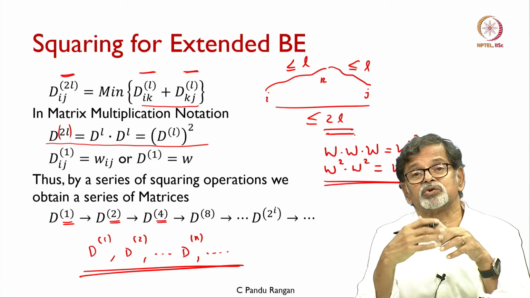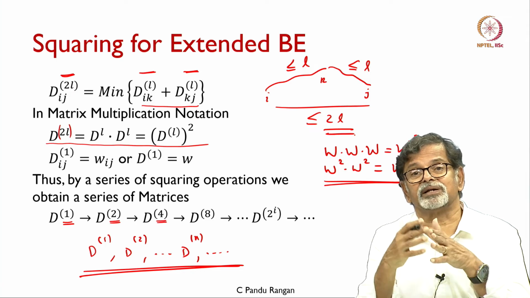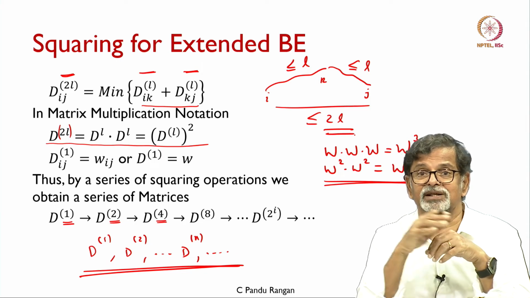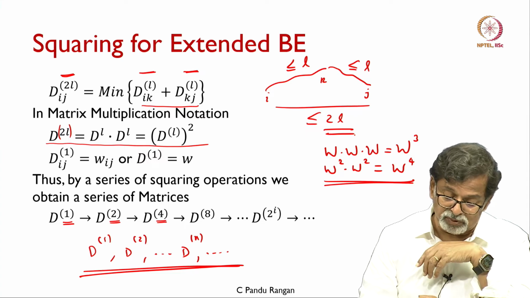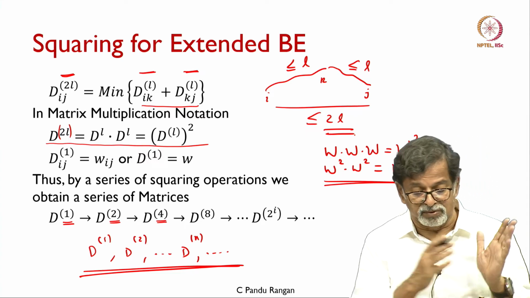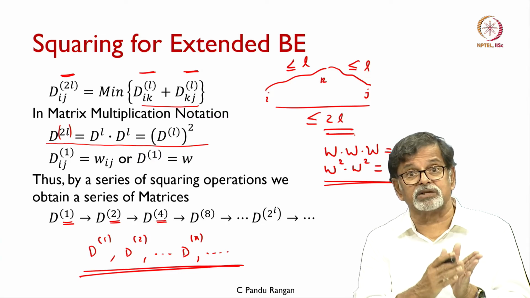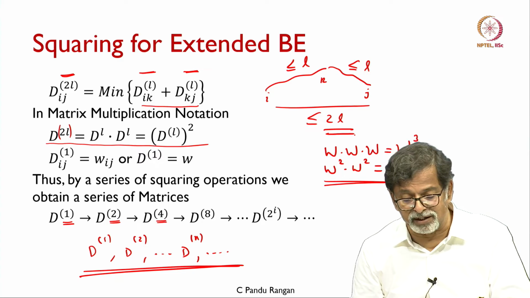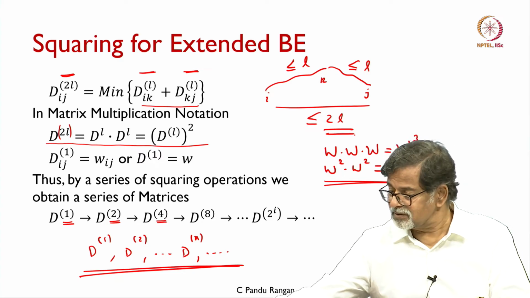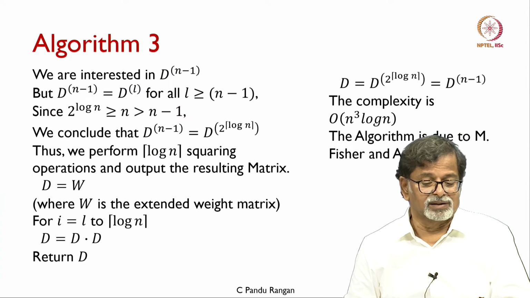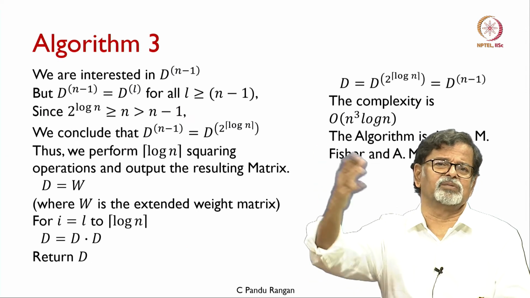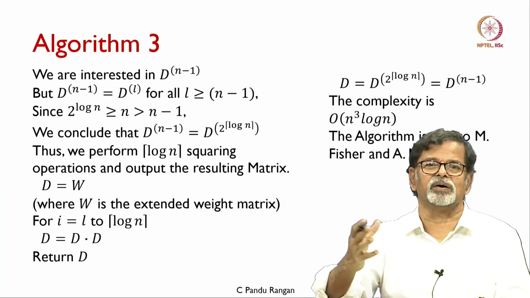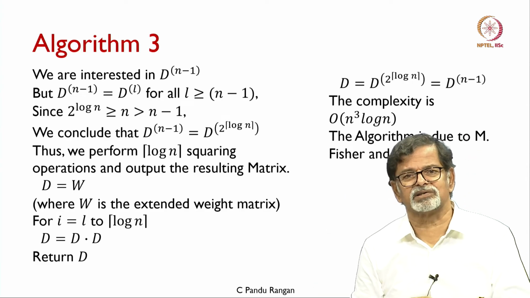Therefore, just by keep squaring you are going to get higher and higher powered values in the sequence. So, you do not have to compute D1, D2, D3 and so on. From D1 you can go to D2, from D2 by squaring you can go to D4, from D4 by squaring you can go to D8 and so on. So, I can always go higher value because I know that the shortest path, not only that, any path cannot have more than n minus 1 edges.